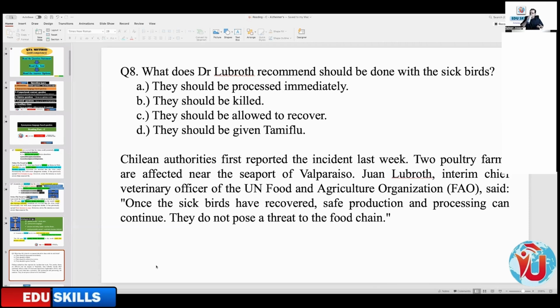Chilean authorities first reported the incident last week. Two poultry farms are affected near the seaport of Valparaiso. Juan Labrath, interim chief veterinary officer of the UN Food and Agriculture Organization, FAO, said, once the sick birds have recovered, safe production and processing can continue. They do not pose a threat to the food chain.